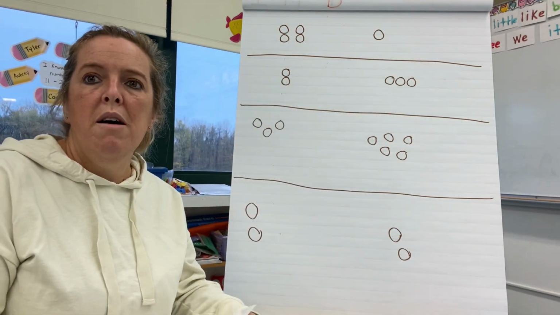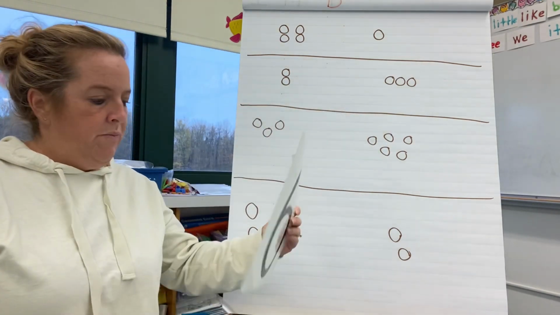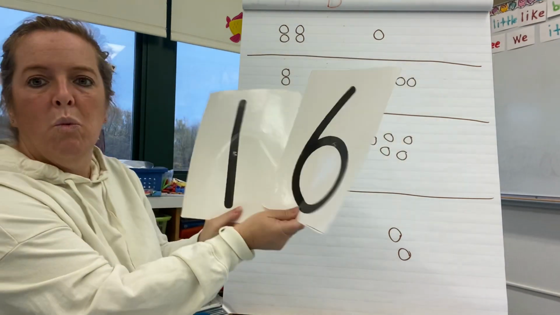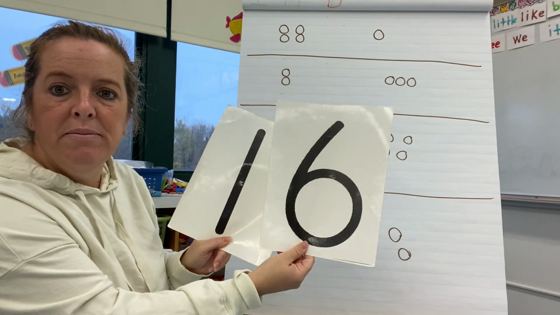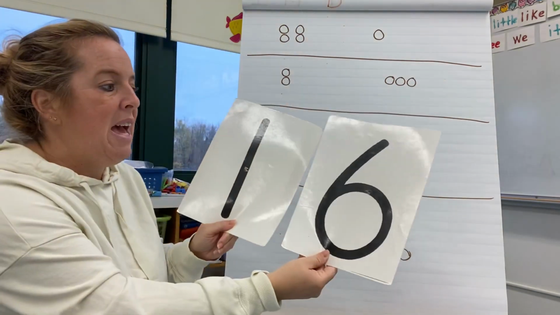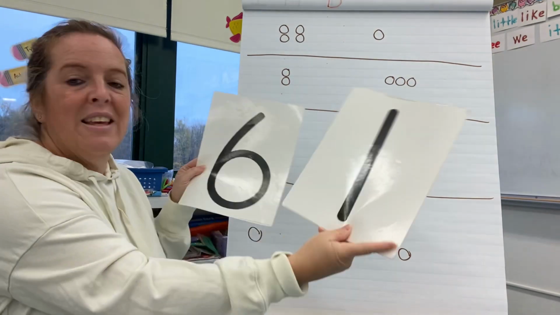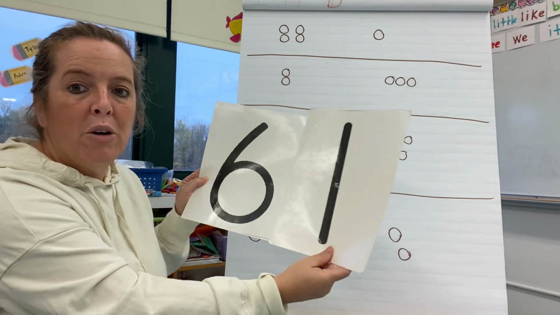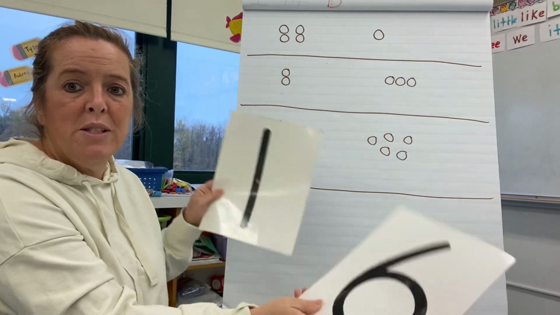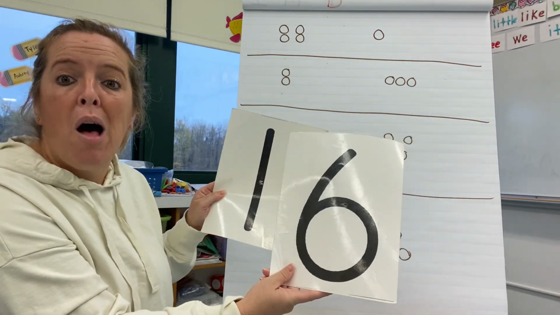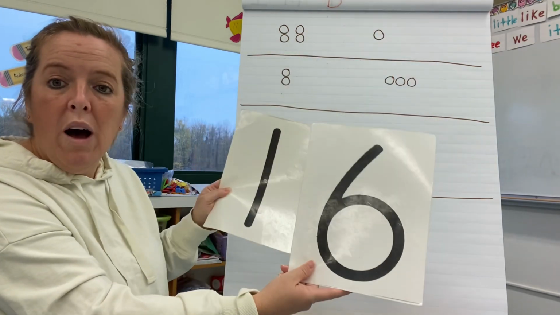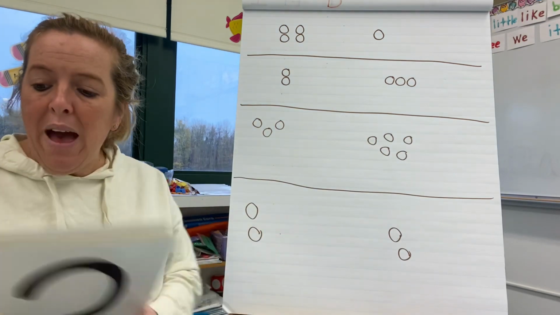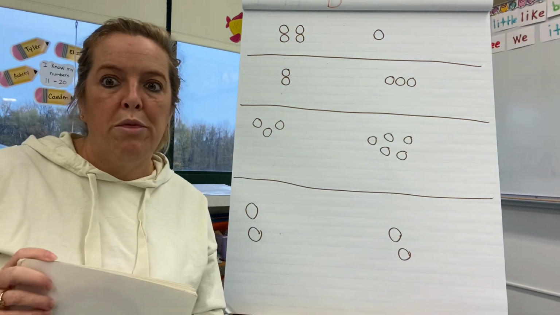Let's try one more. What number? 6. And what number? 1. Which one's bigger? 6. So we would say 6 is greater than 1, or 6 is bigger than 1, or we could switch it around this way and we could say 1 is smaller than 6. 1 is less than 6. Do you get it? All right, so that was just a little review of numbers 1 through 10.